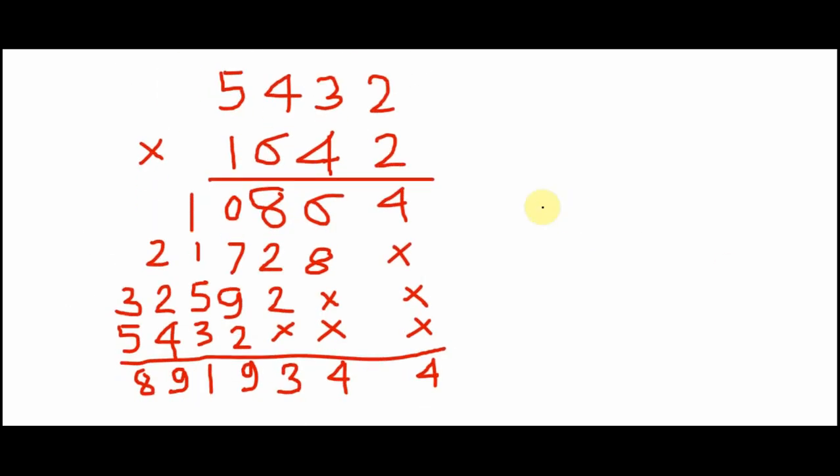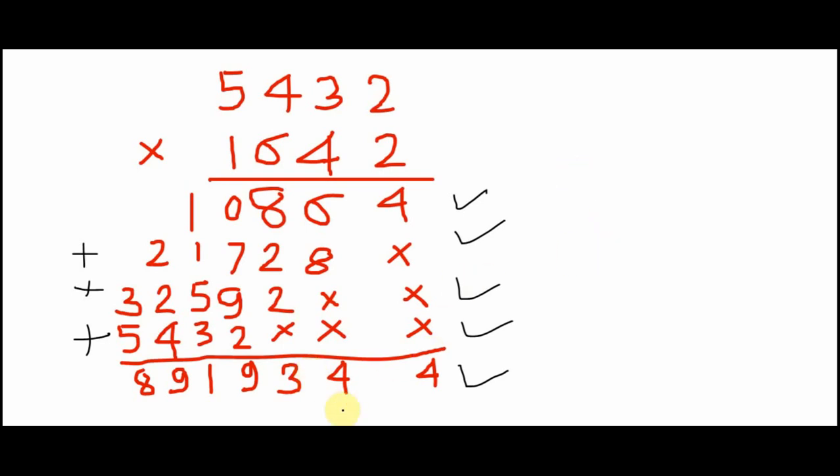That is, when you have 5432 multiplied with 1642, for example, you have 4 partial products and you need to add all these partial products to get the final answer. So as you can clearly see, the amount of space required as well as time required increases a lot when the order of multiplication increases.